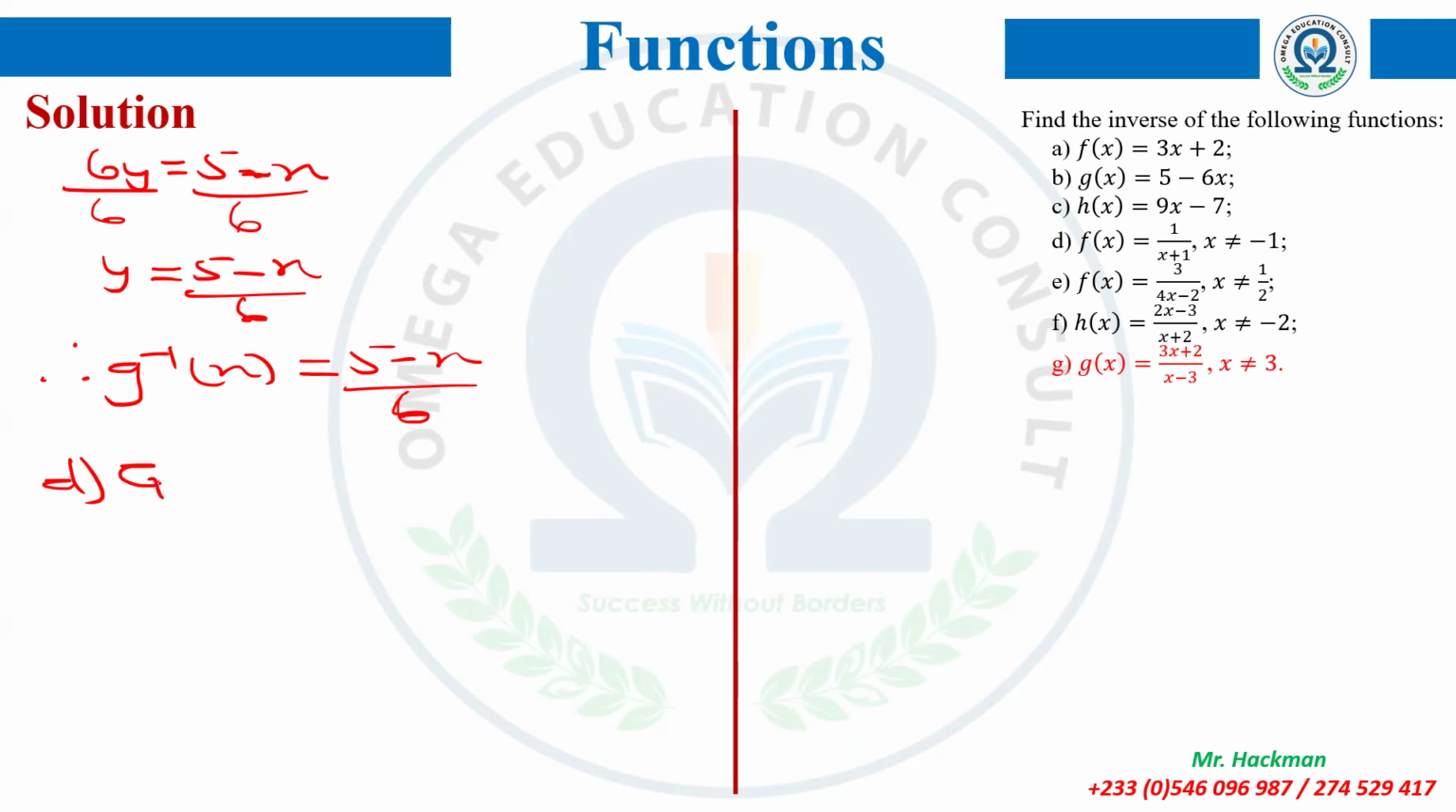Okay, is it f of x? Yes, f of x. This time around, not a pretty function, because it contains a fraction. It's a rational function. And there is a condition, and don't forget to equally attach that condition: x is not equal to -1.